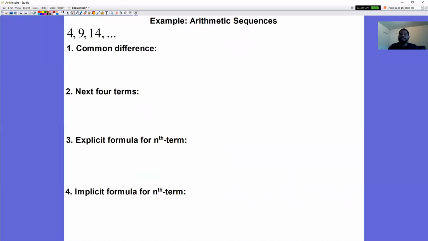Okay, so here's an example. So consider the following arithmetic sequence, 4, 9, 14. So it's asking us for the common difference, and then for the next 4 terms, and then the explicit formula for the nth term, and then the implicit formula. Okay, well, the common difference is going to be 9 minus 4, which is 5. So our common difference is 5. The next 4 terms, all we're doing is adding 5 to get the next 4 terms. So the next 4 terms would be 19, 24, 29, and 34.